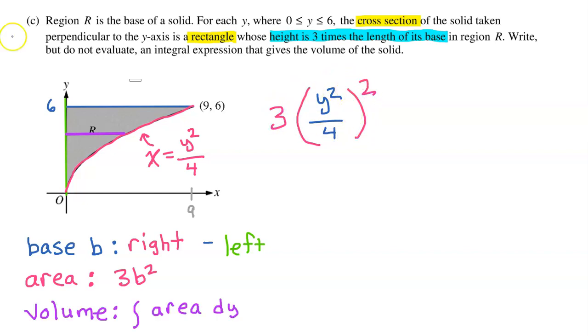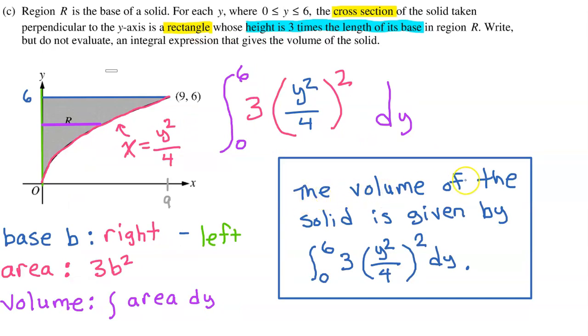The last step is to find an expression for the volume of the solid by integrating the area of a single slice. Since I already have an expression for the area, all I have to do to find volume is integrate. Because these slices are stacked vertically, I will integrate with respect to y. And because the slices go between 0 and 6, these are the limits of integration. So we could say the volume of the solid is given by this integral.